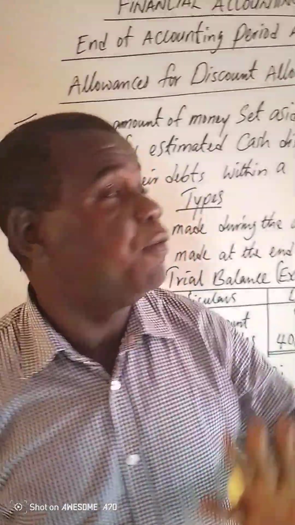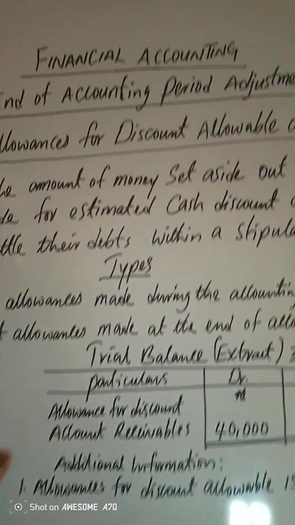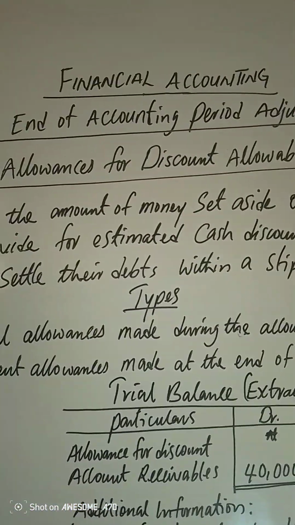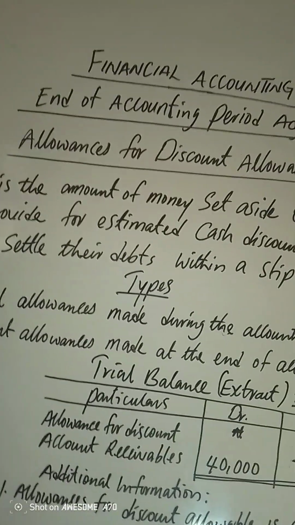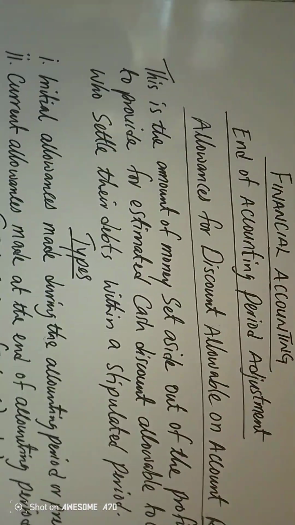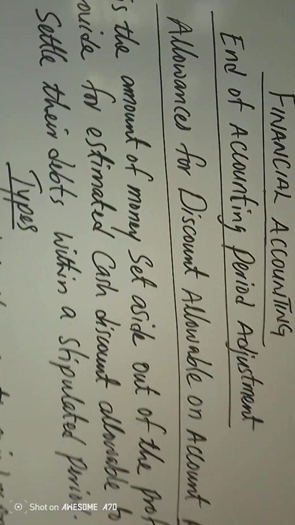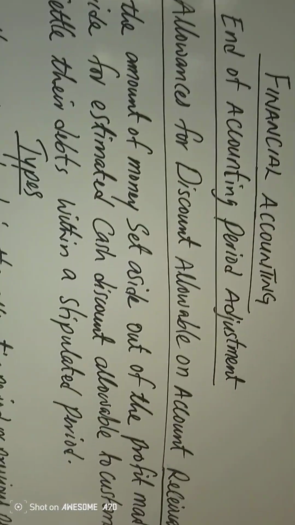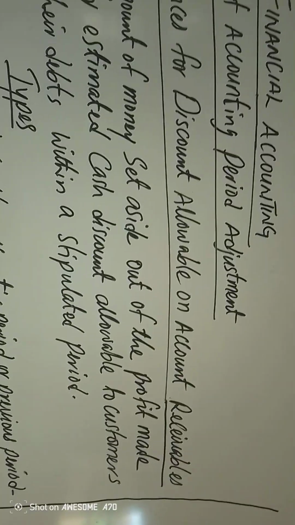In today's video and class, we are still on end of accounting period adjustment. And here today we're looking at allowances for discount allowable on account receivable.